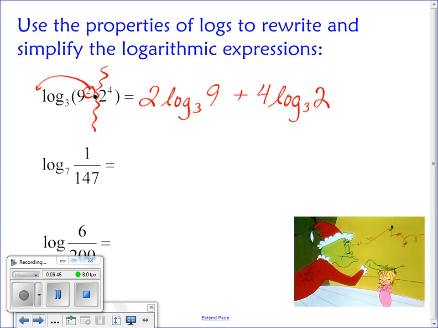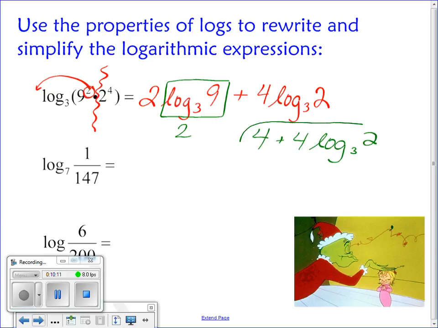Right now, I can look at this. What's log base 3 of 9? 2. 3 to what power equals 9? Oh, yeah. So this right here is 2. So I really have 4 plus 4 log base 3 of 2. Oh, that's not complicated at all.